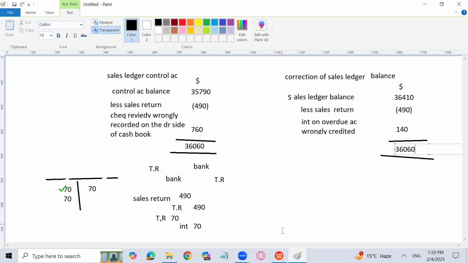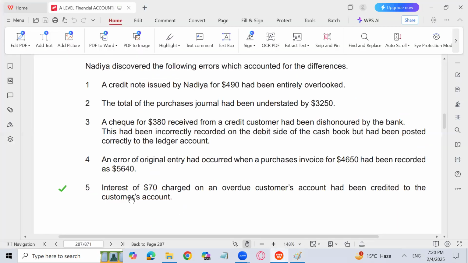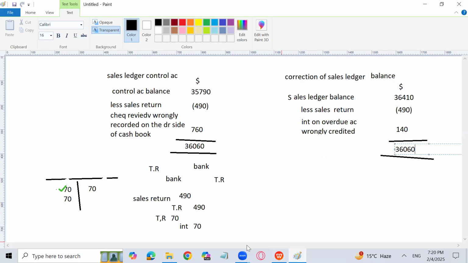Similarly, the next entry, which is the interest charged on the overdue customer account, we have to take 70 more from the trade receivable, which is basically taking more time to pay.